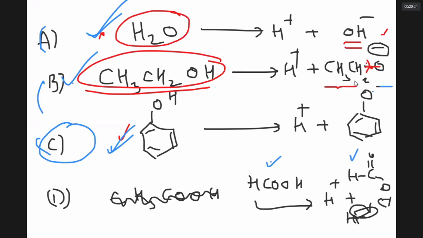The correct order of acidic strength, I repeat: D is more acidic than C, C is more acidic than A, A is more acidic than B.